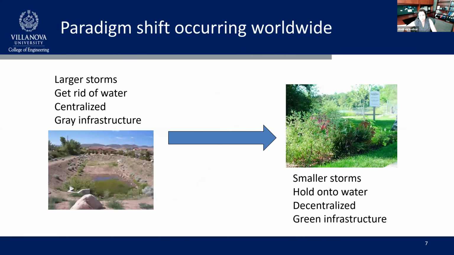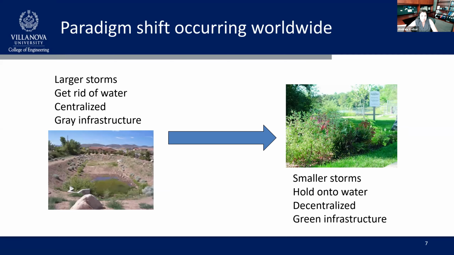So in response to this, there's been a big shift occurring worldwide in how we handle stormwater. Originally, if we go back to say the 50s, 60s, 70s, when we would develop, the major goal was to think only about larger storms, really think only about flooding events. And the goal was to get rid of the water as fast as humanly possible. It was also a very centralized approach, right? So let's build a really, really enormous detention basin for this entire development of homes.